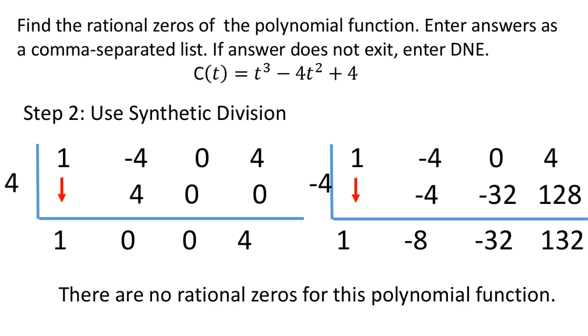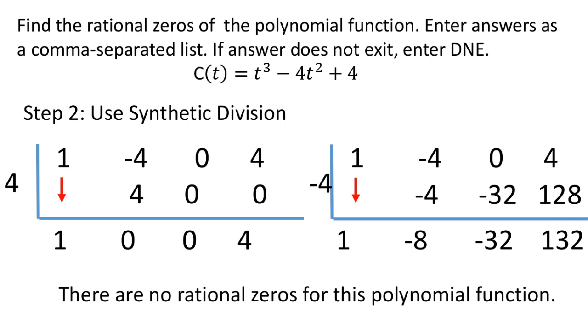We see that when we use 4, we get a remainder of 4. So 4 is not one of our zeros. We try negative 4. We get this very huge number, 132. So none of these are our zeros, and we tried all of our list. So if we were using the computer, because it asked us to find the rational zeros, we would write does not exist.